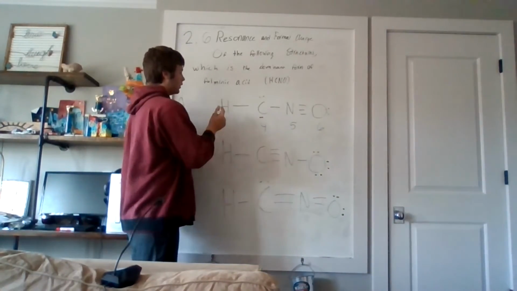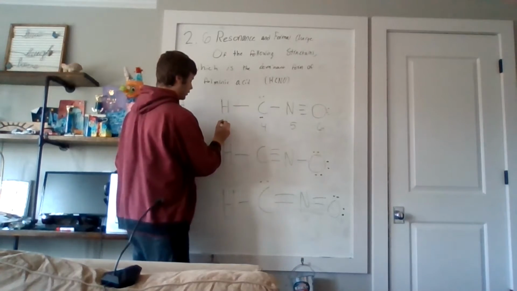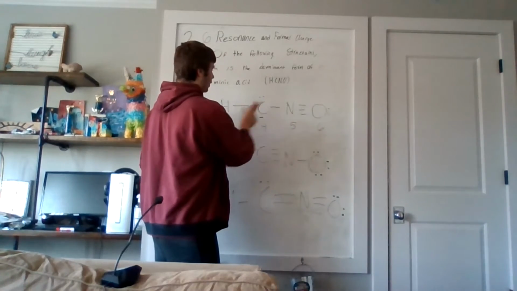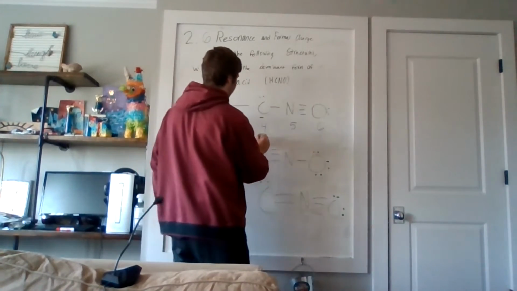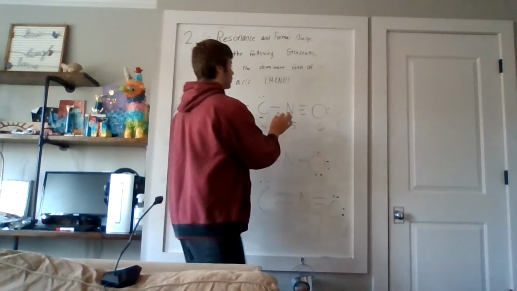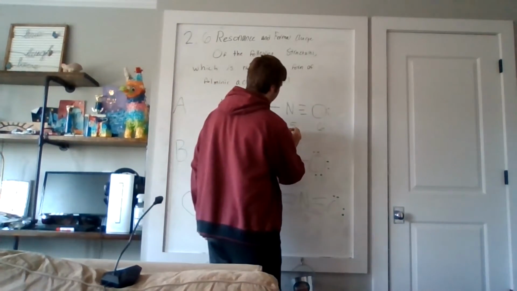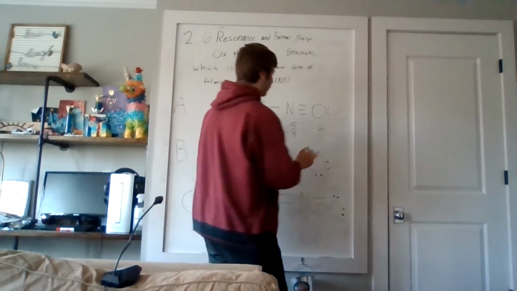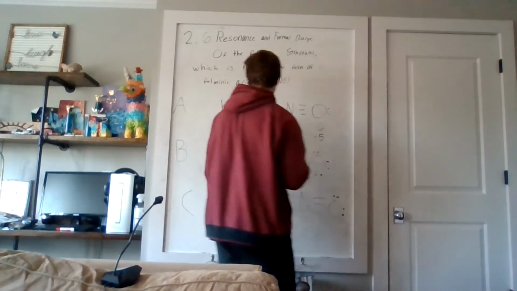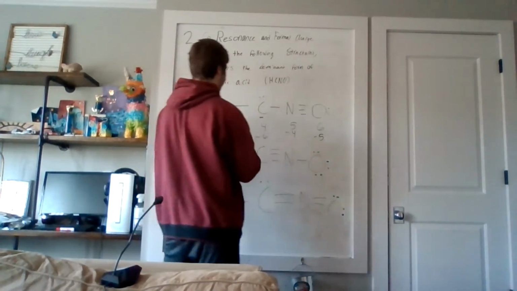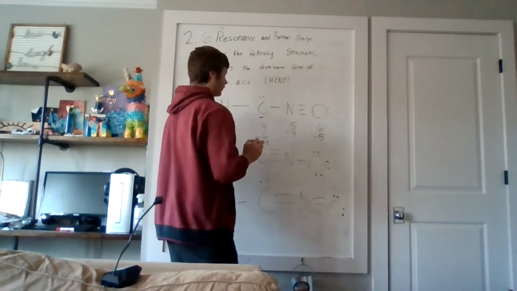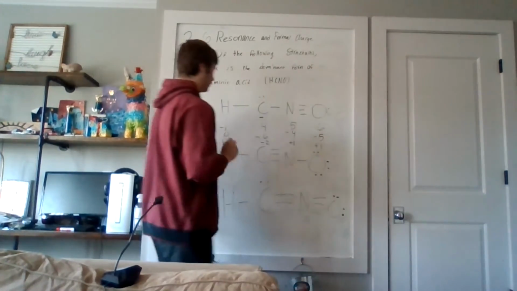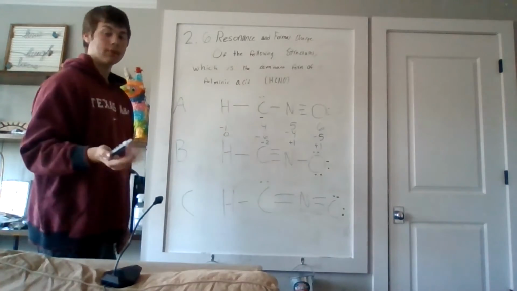So for hydrogen, it has 1 bond, so we subtract 1. For carbon, it has 2 bonds and 4 electrons, so we subtract 6. For nitrogen, it has 4 bonds, so we subtract 4. For oxygen, it has 3 bonds and 2 electrons, so we subtract 5. And that gives us 0 for hydrogen, -2 for carbon, +1 for nitrogen, and +1 for oxygen. So then we keep on doing this for every single one.